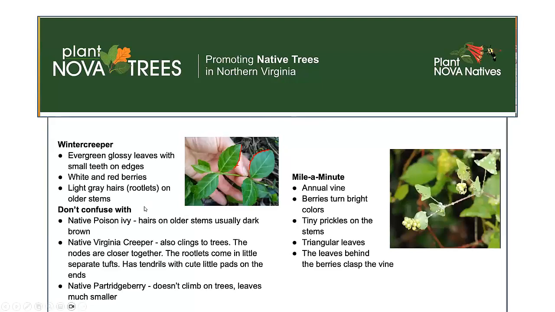Here are a couple that weren't on my original list, but NOVA Trees felt that it was important that we mention them, the winter creeper and the mile-a-minute. Mile-a-minute is one that you'll find along a lot of highways. It's an annual vine and it does die out, but this is a real bear to pull because of the very fine thorns that are on it.